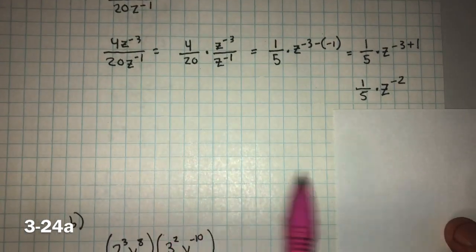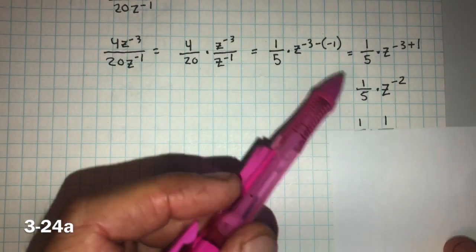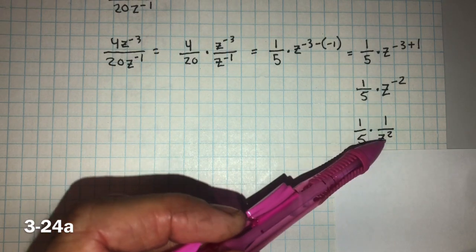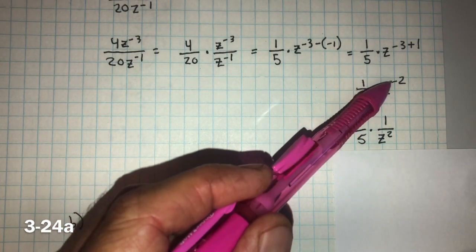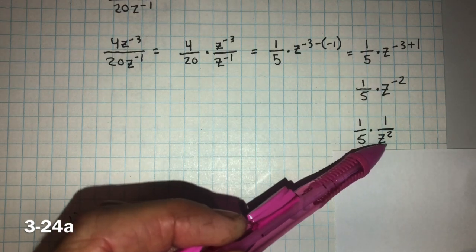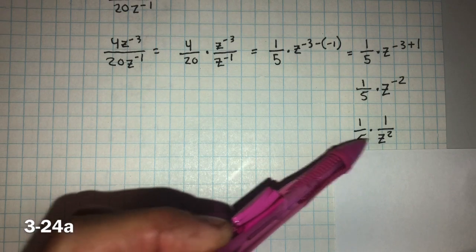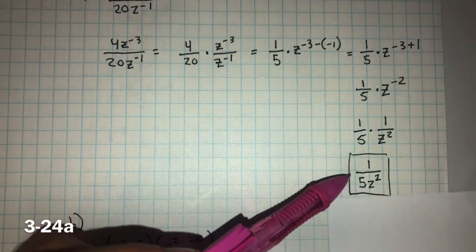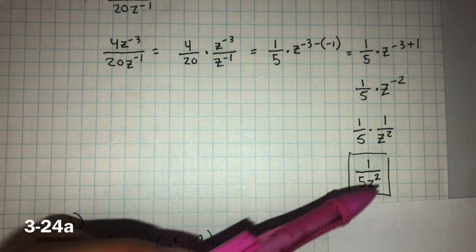We still have a negative exponent. So now we're going to bring that down to the denominator. And z to the -2nd, bring it down to the denominator, it becomes a positive. We're taking the reciprocal of it. And so now we have 1/5z to the 2nd.